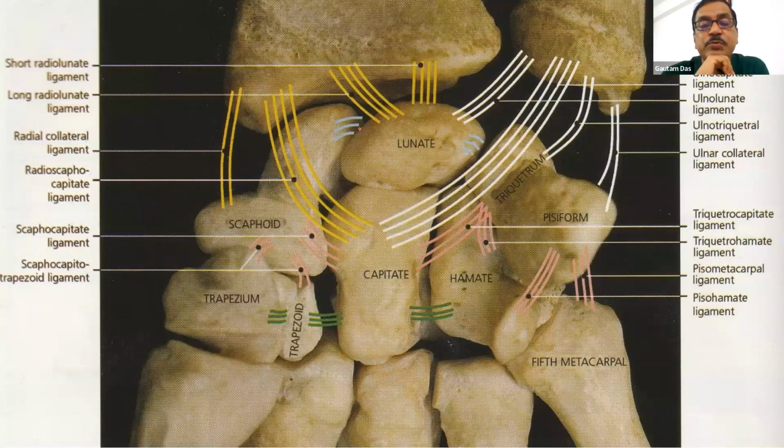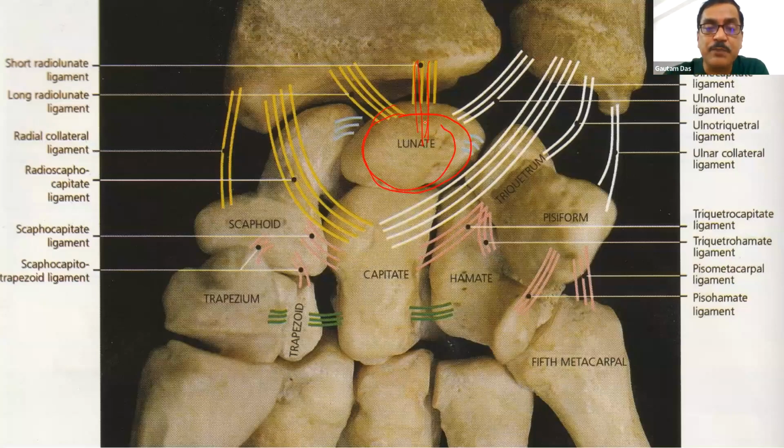So it is very easy to remember this way. These are arranged in a V-shaped manner. First, the lunate is joined with the radius, and this is joined by two important ligaments. One is the short radiolunate ligament that comes vertically, and then one part of the V is your long radiolunate ligament. And on the ulnar side, we have the ulnolunate ligament. So this forms one V, radiolunate and ulnolunate. And there is a short radiolunate ligament as well.